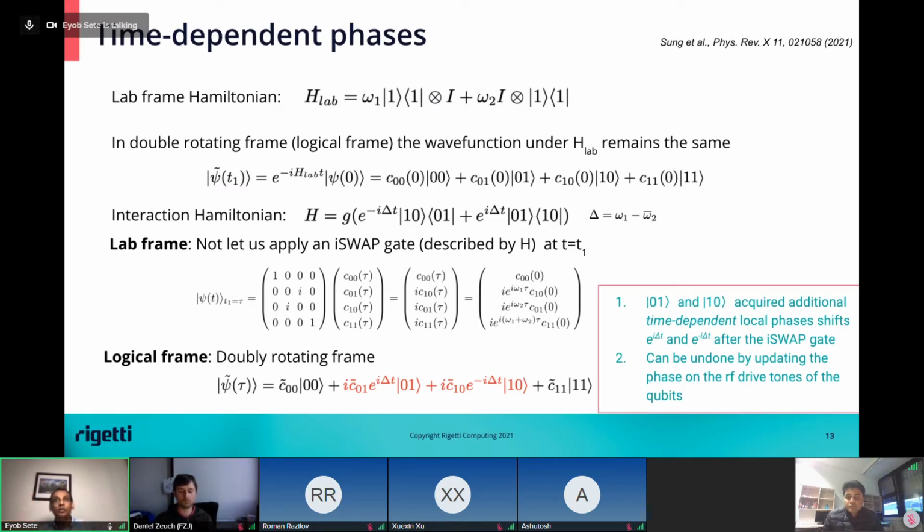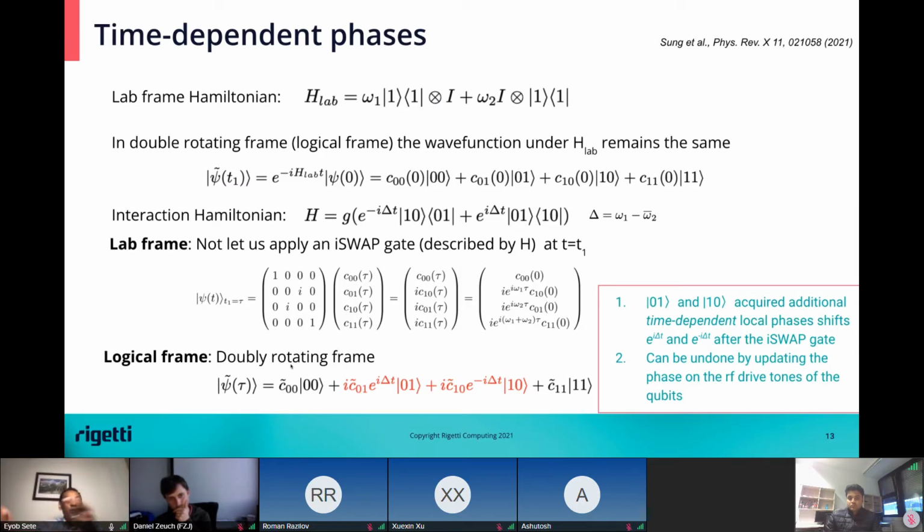Now, if you have this interaction, the iSWAP interaction, for example, this is the interaction Hamiltonian in the interaction frame, then what you end up getting is a swapping of the population, right? You start with this initial state, say you evolve with the free Hamiltonian, the first part, and then you apply iSWAP, and what you end up getting is a swapping of this population with some phase.